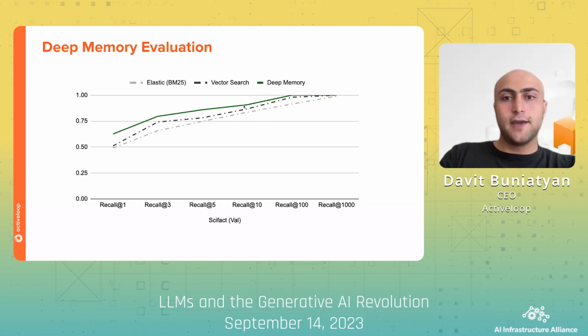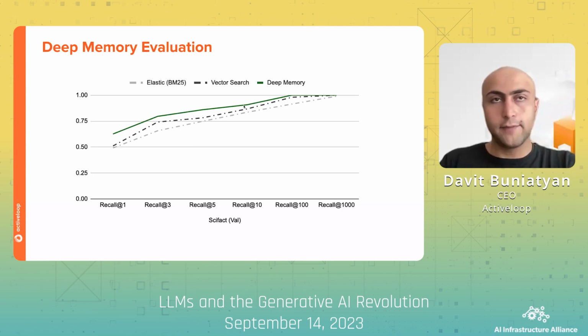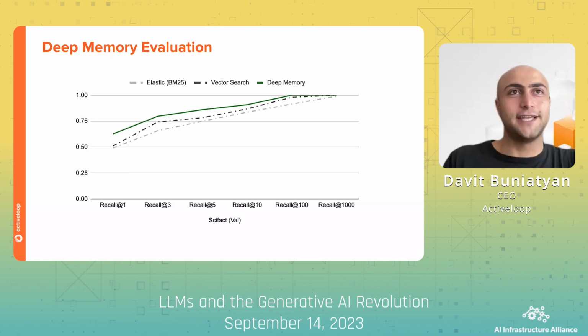But Deep Memory, without changing anything, so you can still add your hybrid search, you can still add the re-ranking, you can still do your feature engineering, everything stays the same, will enable you to improve the accuracy out of the box. And it's still in private beta. Feel free to reach out to us if you want to get early access. And we are super excited to release the public API soon.